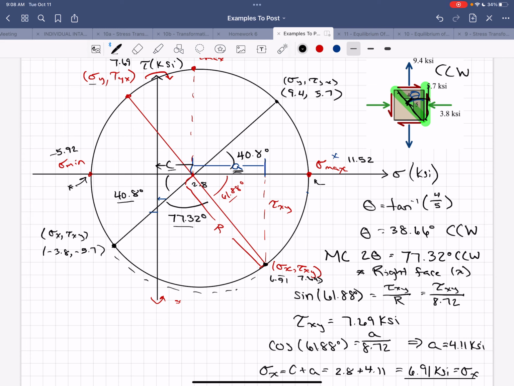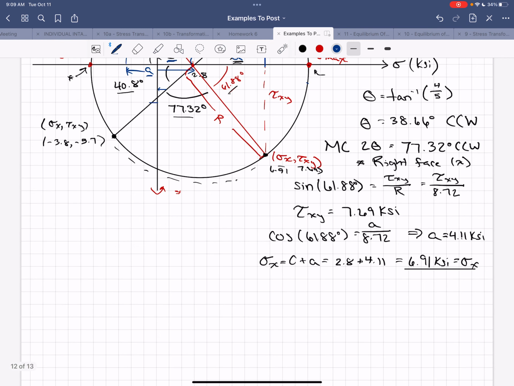So if this angle is 61.88, that makes this angle 61.88, which makes this tau xy, and this distance a again. So to calculate sigma y, we take c minus a. So sigma y equals c minus a equals 2.8 minus 4.11, and we get a sigma y equal to negative 1.31 KSI. Oh boy.